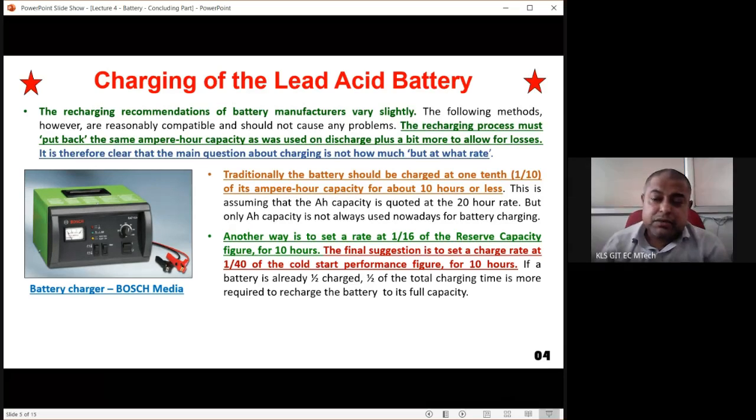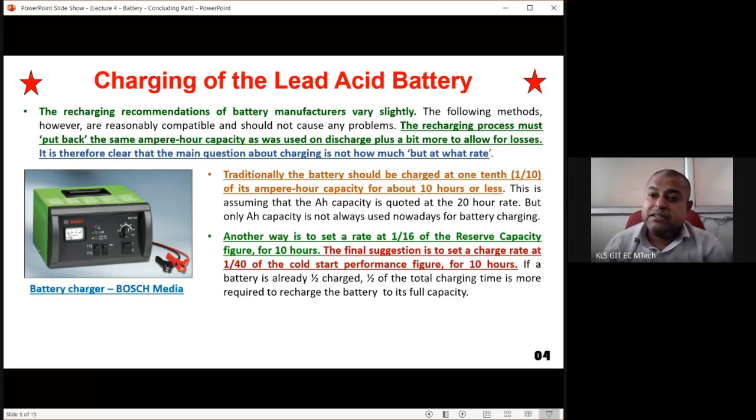If a battery has 2.2 ampere for a 20-hour rate of discharge, how should it be charged? That is 2.2 divided by 10 ampere, from the ampere hour capacity. From the RC point of view, if the discharge rating was 25 ampere, then charging should be 25 divided by 16 ampere for 10 hours. From the CCA point of view, if the CCA was 170 ampere for 1 minute, now it should be 170 divided by 40 ampere, for 10 hours.